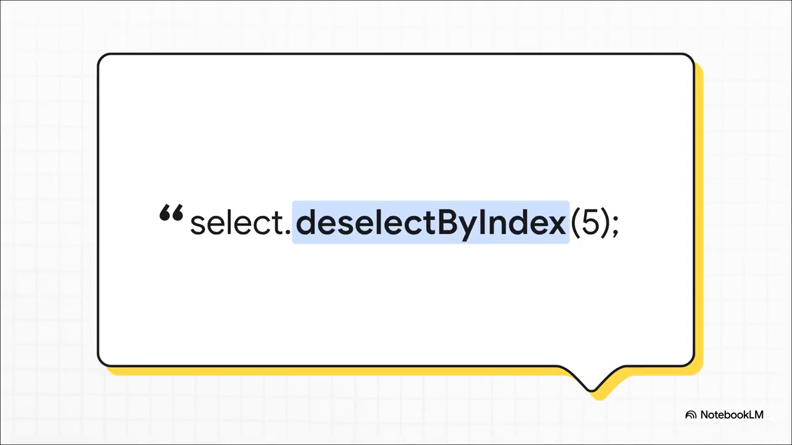Okay, now let's reverse course. Want to unchoose that second option we picked? It's as simple as calling deselect by index and passing in that same index, 5. We run the count one more time and perfect. The count drops to 1. And that's it. That is the core mechanic. We just selected multiple items and then programmatically took one away. You now have full control over that element.